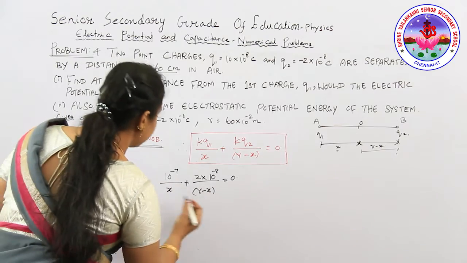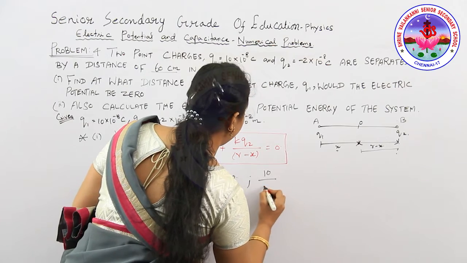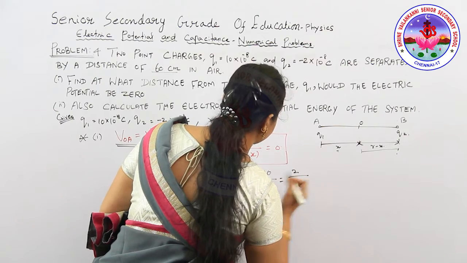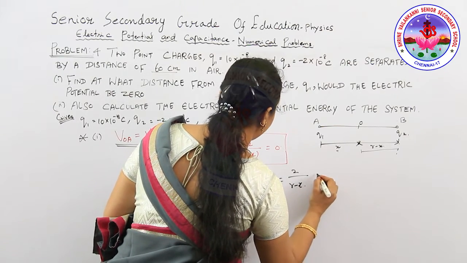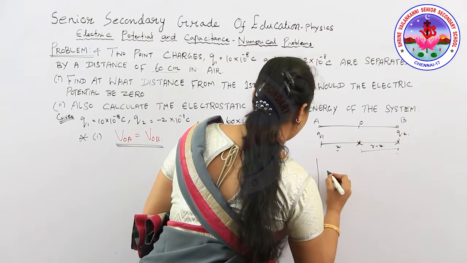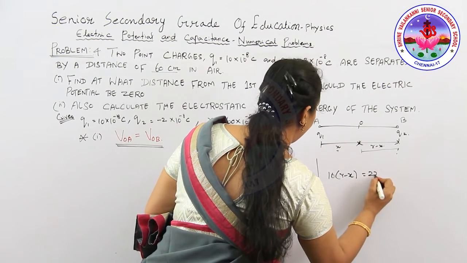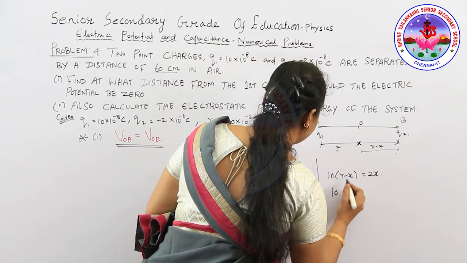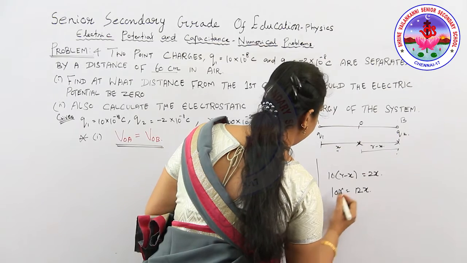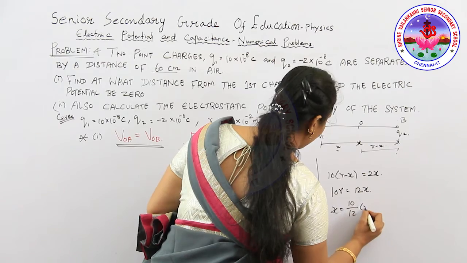By simplifying this, we will get 10 divided by X equal to 2 by R minus X. So we simplify it by cross multiplying: 10 into R minus X equals 2X. So we get 10R equal to 12X, or else we can write X equal to 10 by 12 into R.